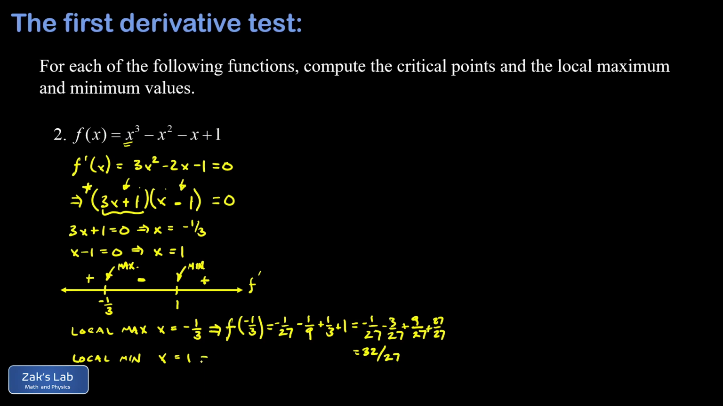The local minimum value is a really easy question. If I sub in f of 1, I end up with 1 in the first term, minus 1 for the second term, minus another 1 for the third term. That gives me a -1, and then I add 1 to it, and I get 0. So my local minimum value there is 0.